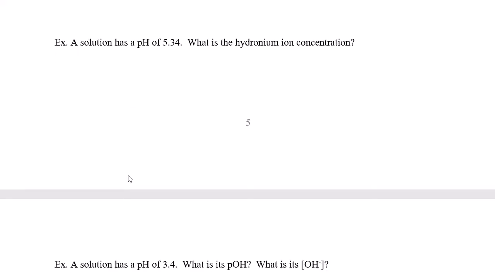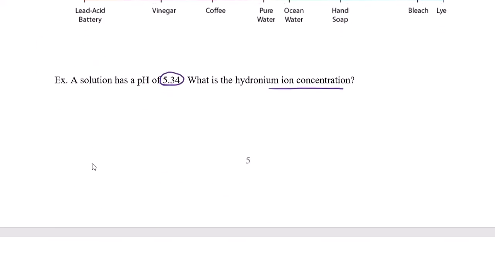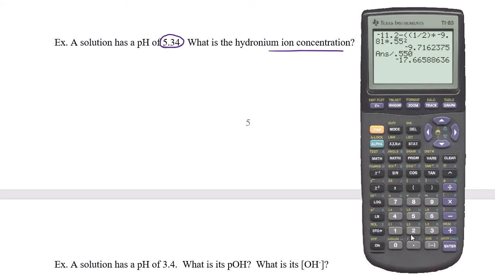Now let's try one of these. So if I have a solution with a pH of 5.34, I want to figure out the hydronium ion concentration. How do I do that? Okay, well, I know the pH value, trying to figure out hydronium, so that means that I'm going this way. I'm following this purple arrow. So I need to take 10 to the negative value of the pH, and that will give me the hydronium ion concentration. So my pH value is 5.34, so I need to take 10 to the power of the negative 5.34. I need to make sure to use my negative symbol here instead of my subtraction symbol. That will give me an error.